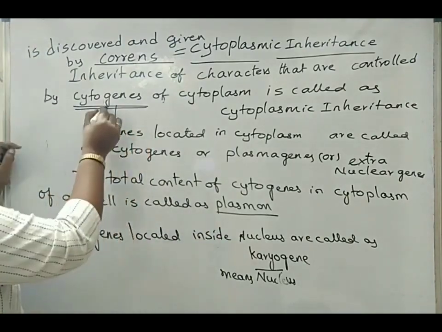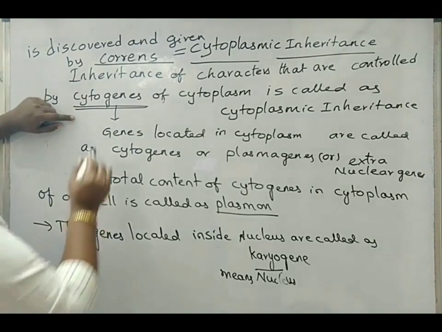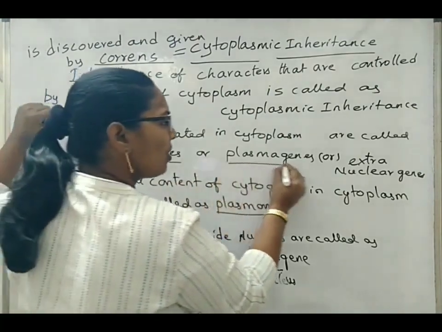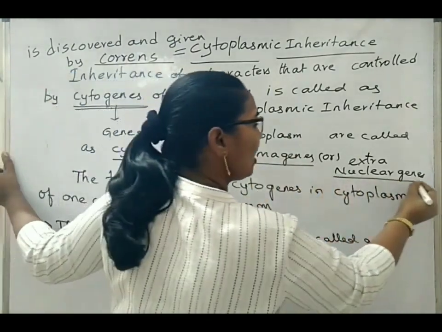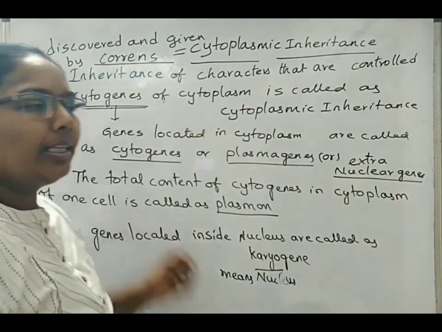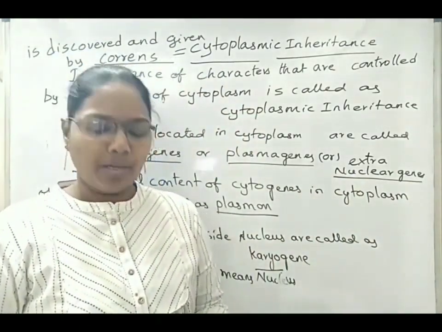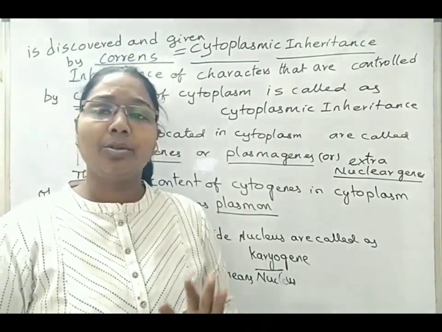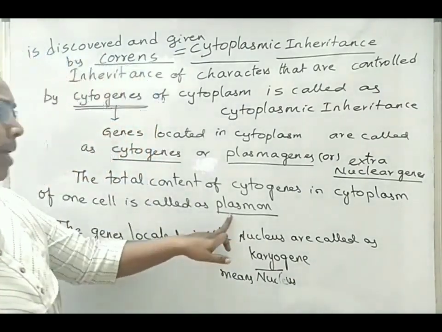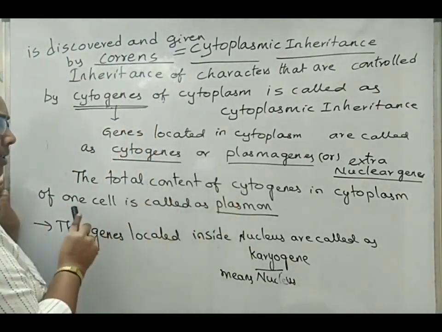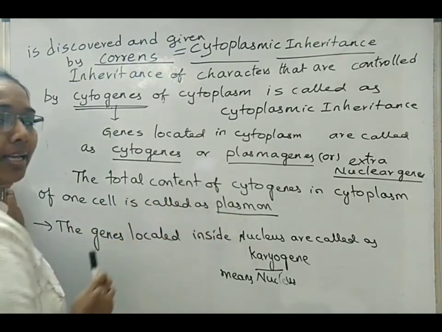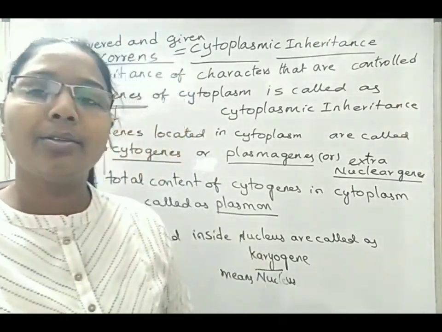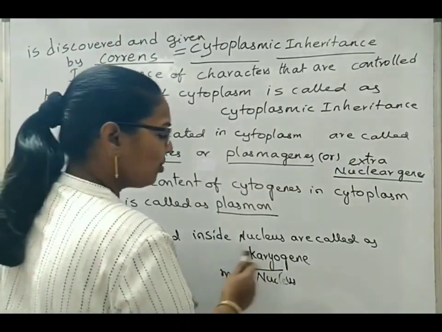Next, what is meant by these cytogenes? These are located in the cytoplasm, and they are called cytogenes, also called plasma genes, also called extranuclear genes. Now, in a cell, the total content of cytogenes present in the cytoplasm combined is called plasmon. Then what about the name of genes that are present inside the nucleus? The total content of genes inside the nucleus is called karyogene.